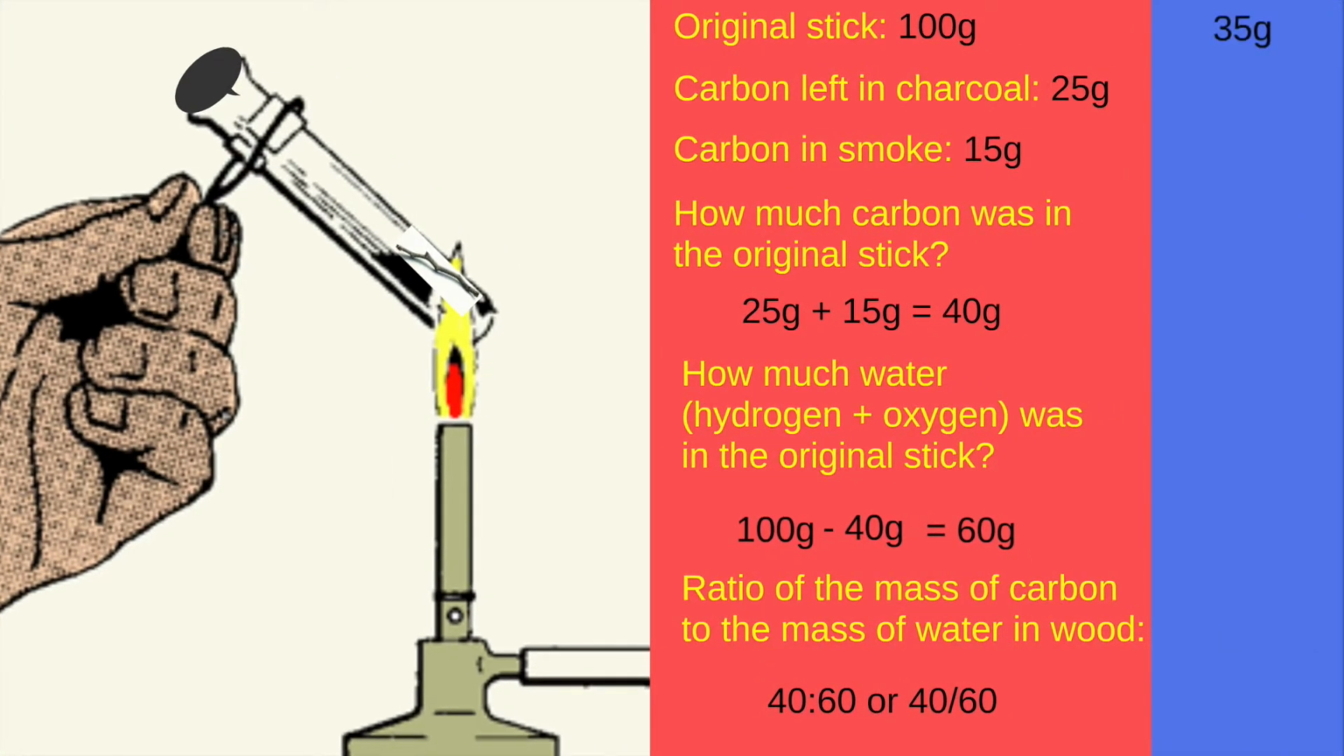Let's compare this to another sample of wood. Say we start out with 35 grams. Through careful measurement, you would find that there are approximately 9 grams of carbon left in the charcoal and creosote, 5 grams left in the smoke, giving you a total of 14 grams of carbon in the original stick. So to calculate how much water was in the original stick, we do 35 minus 14 grams of carbon to give us 21 grams of water. Now let's look at this ratio. That's 14 grams of carbon for every 21 grams of water. Before we look at these ratios closely, let's collect one more set of data.